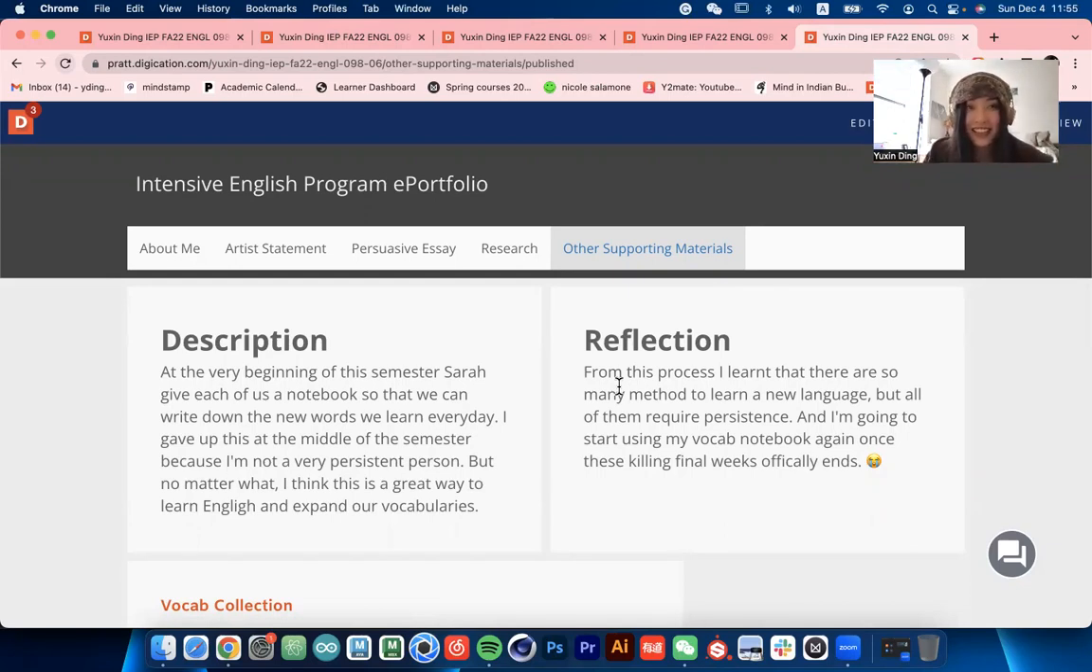I didn't continue working on this after the middle of the semester because I was so busy. But I do love this process, and I'm going to keep working like this.